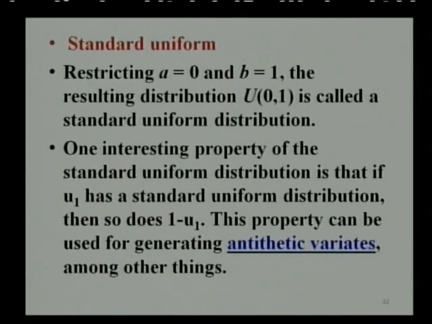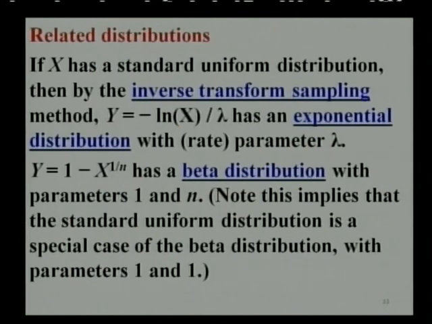So one interesting property of the standard uniform distribution is that if u has a standard uniform distribution, then 1 minus u also follows the standard uniform distribution. This property can be studied as antithetic variates, among other items or variables of interest.